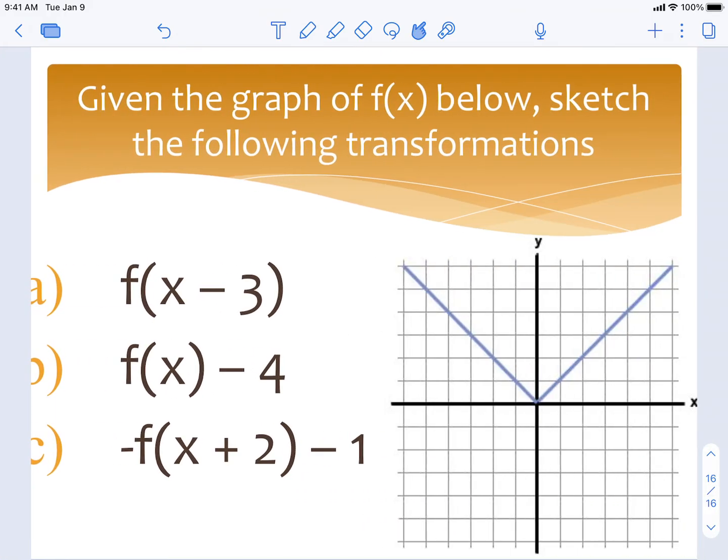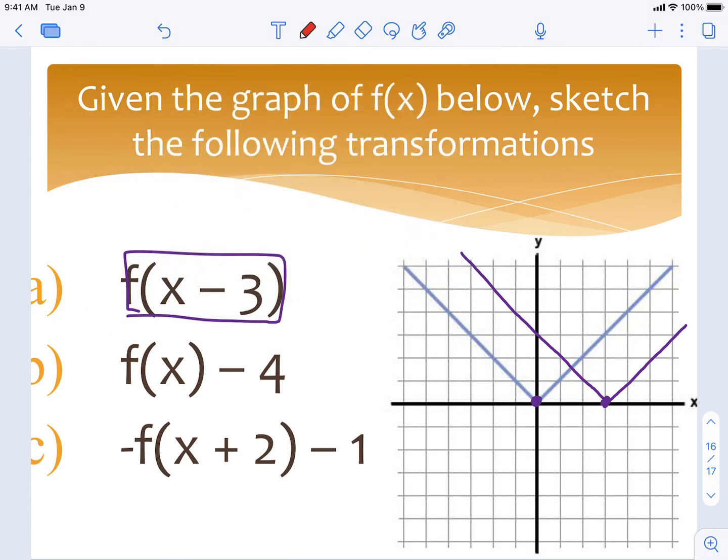All right, now we're transforming a graph. I really want to focus on the vertex, right? This point where the two lines meet in this absolute value function. Basically, I want to think about where that point moves, and then I can just sketch the two diagonal lines from there. So x minus 3 for letter A, that is going to move to the right 3, so that vertex moves 3 to the right, and then the slopes going away from it are just up 1 over 1 for both of them, like that. So that's the purple one.